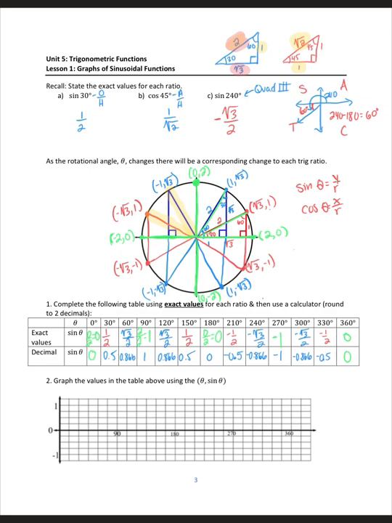Okay, so go ahead, I'm going to pause it again. Plot these points on the graph, all right, with your sine theta being along your y-axis. So those are all your y values, and your angles, or your thetas, going along the x-axis. So there's what your graph should look like. Okay, the sine curve starts at 0, works its way up to 1 at 90 degrees, and then comes back down to 0 at 180, back down to -1 at 270 degrees, and then back up to 0 at 360 degrees.